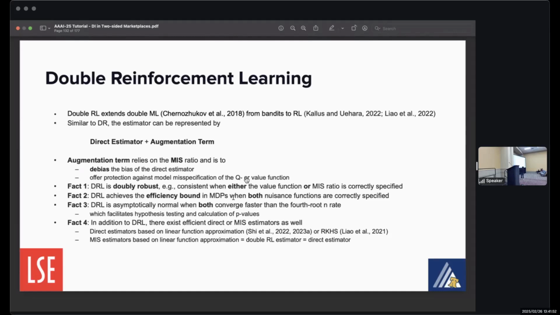And for the MIS estimator, if you use linear function approximation, then you can show that the resulting estimator is the same as the double reinforcement learning estimator, and because of that, it achieves the efficiency bound as well.